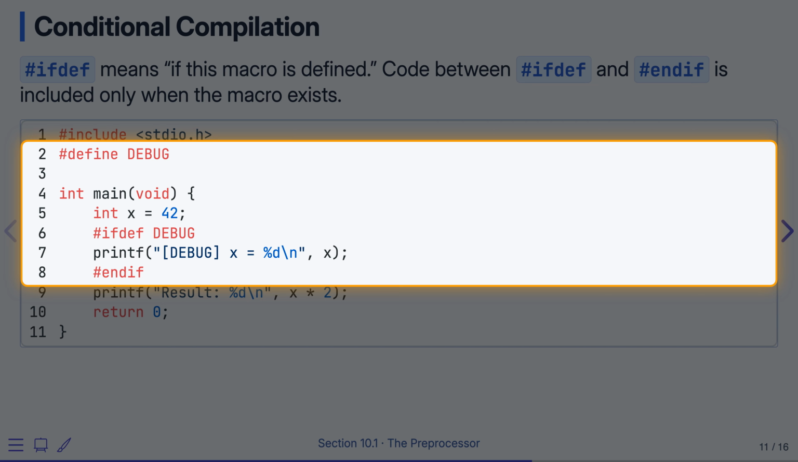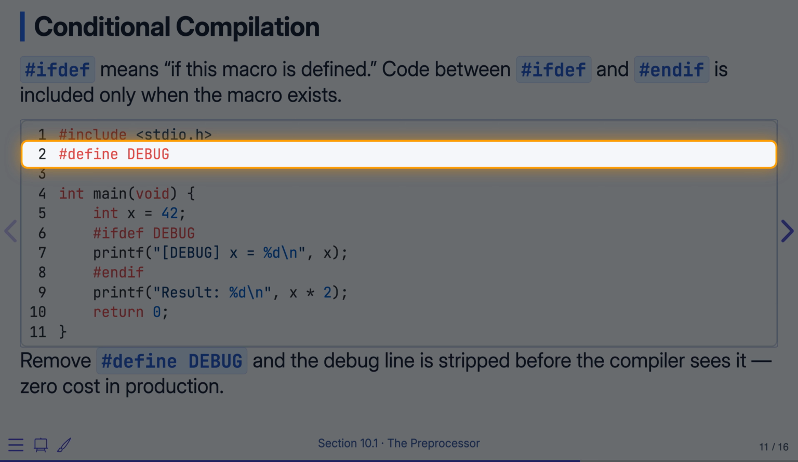#ifdef means if this macro is defined. The code between #ifdef and #endif is included only when the macro exists. Here, DEBUG is defined, so the debug printf is included. But if you remove the line #define DEBUG, the preprocessor strips the debug print entirely. The compiler never sees it. It is as if the line does not exist. So debug code has zero cost in the production build.